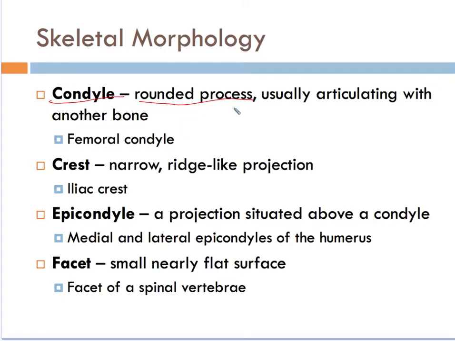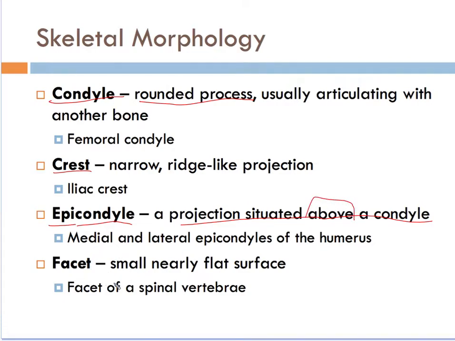A condyle is a rounded process, usually articulating with another bone. So this is found at the head, or it's on the epiphyses of a bone, usually found articulating with another bone. A crest is a narrow ridge-like projection. So think of the crest being kind of like a peak. Your epicondyle, epi means above, condyle refers to the rounded portion. So this is a projection above a condyle. We'll look at the humerus, you can see those. But projection above a condyle, with above being the key word.